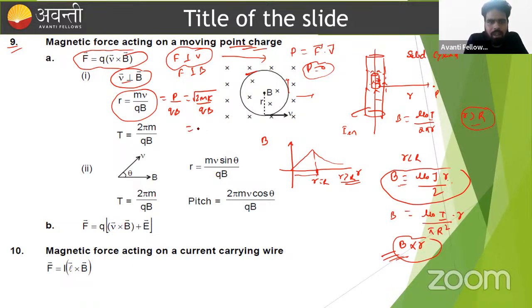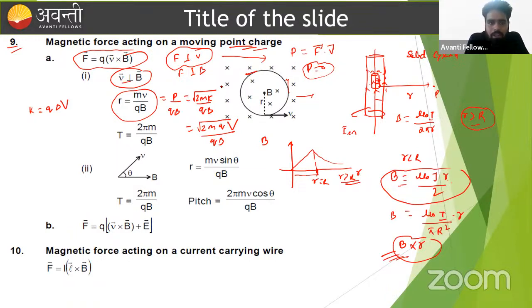What is K? K is the kinetic energy of the charged particle. From electrostatics, we know kinetic energy is written as charge into potential difference. So this can be written as under root 2mqV divided by qB. Yes or no, beta? Very good, Vinesh.